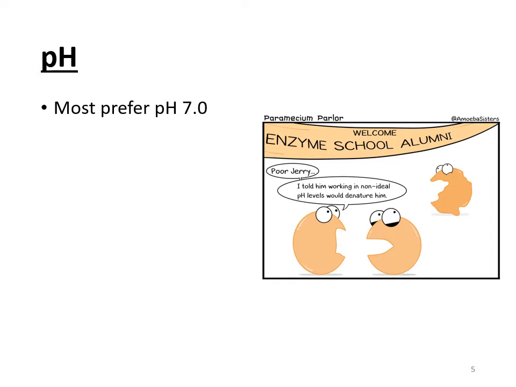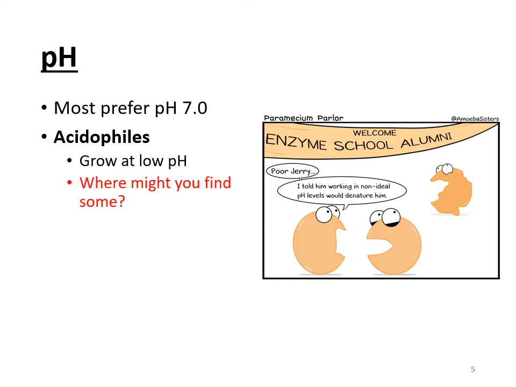Okay? Now, some cells, some microbes, can survive out of that neutral range. If they like acidic pH, okay, if they can survive at very low pH, then these guys you would call acidophiles. And you have to ask yourself, where might you find some? Okay? Think about your body. Where are the acidic regions of your body? The stomach, right? That's a big one. Okay, the GI tract, your gut. So any of the organisms that you might have thriving there, they would have to be acidophiles.